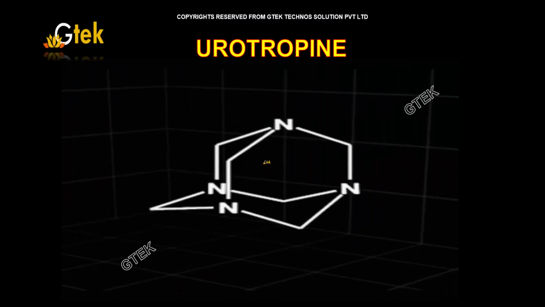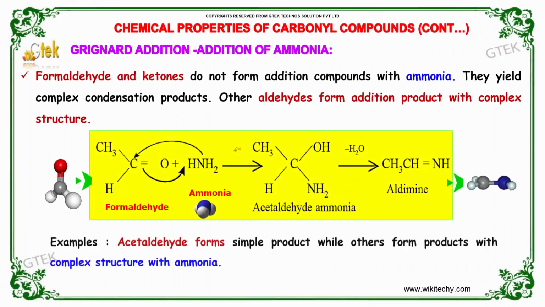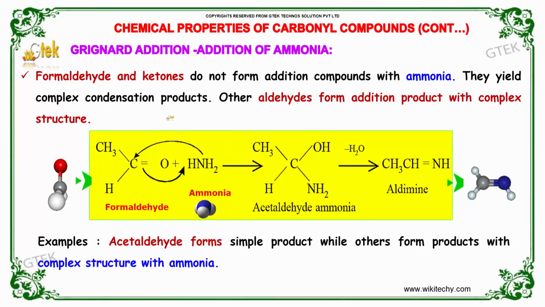This is a three-dimensional structure of urotropine. Addition of ammonia. Formaldehyde and ketones do not form addition products with ammonia. They yield complex condensation products. Other aldehydes form addition products with complex structure. For example, when acetaldehyde reacts with ammonia, it produces acetaldehyde ammonia. On further dehydration, it produces aldamine.